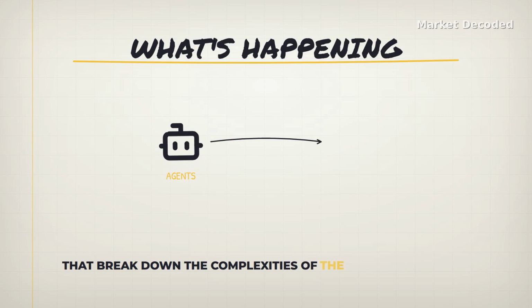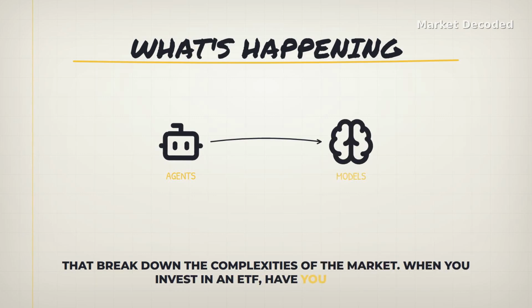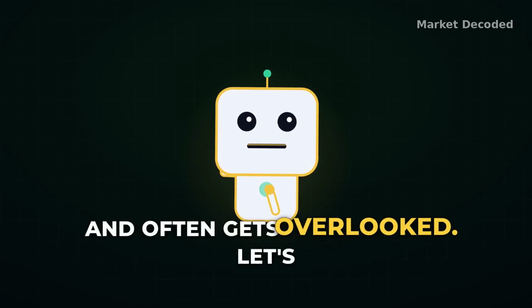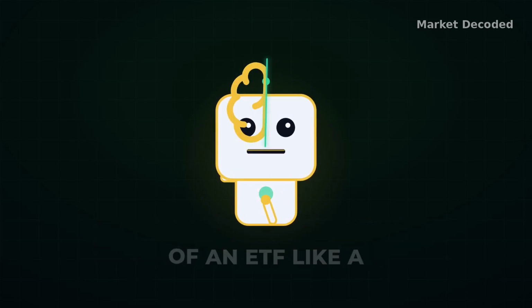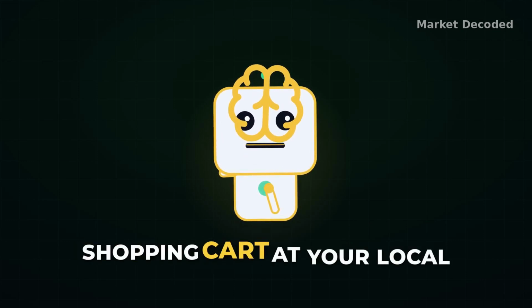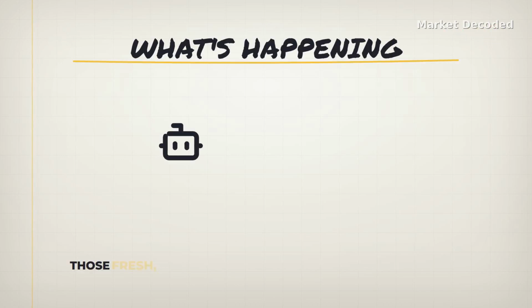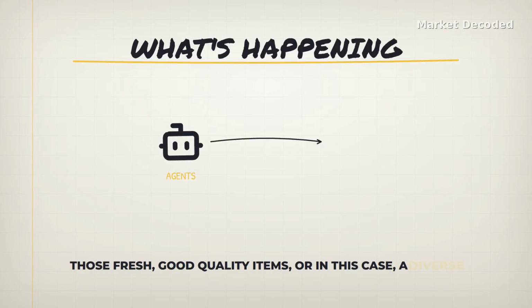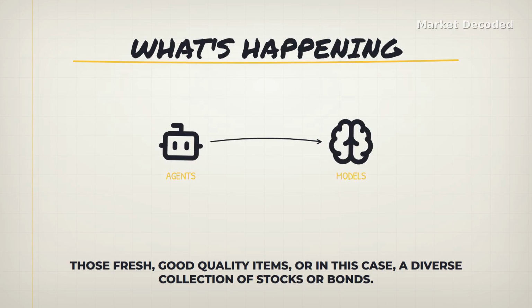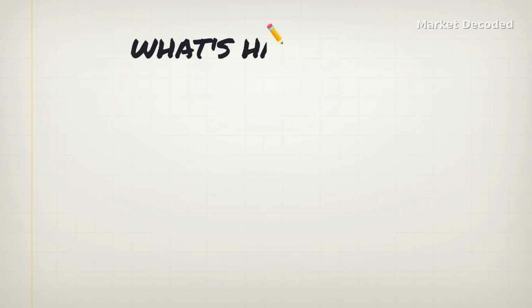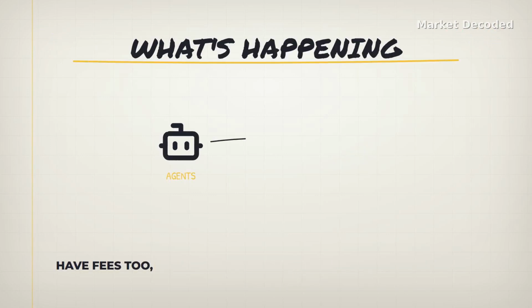When you invest in an ETF, have you ever wondered how the fees and taxes might affect your returns down the road? It's a crucial part of the equation and often gets overlooked. Let's break it down. First, think of an ETF like a shopping cart at your local grocery store. Sure, you're excited to fill it with all those fresh, good quality items, or in this case, a diverse collection of stocks or bonds. But just like a grocery cart comes with a rental fee in some places, ETFs have fees too, known as the expense ratio.